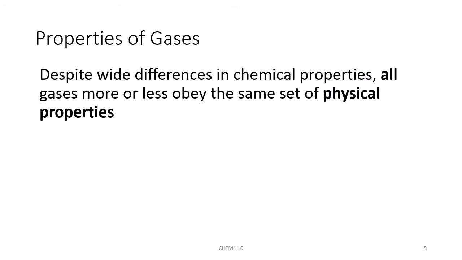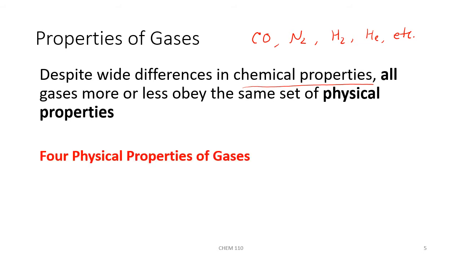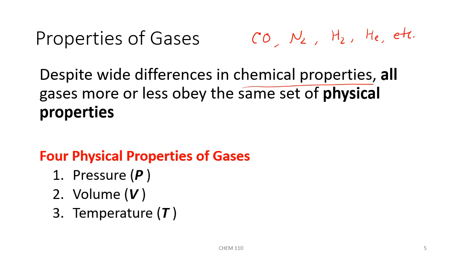Many different gases will have different chemical properties, even though they could be very different in terms of the way that they react. They all have similar physical properties that they obey, just because they are a gas. So it doesn't matter if we're talking about carbon monoxide, nitrogen, hydrogen, helium, etc. Just because they are a gas, they are going to follow the same set of physical properties. So we'll look at what some of these properties are. For example, we'll talk about pressure, volume, temperature, and the amount of moles of gas.